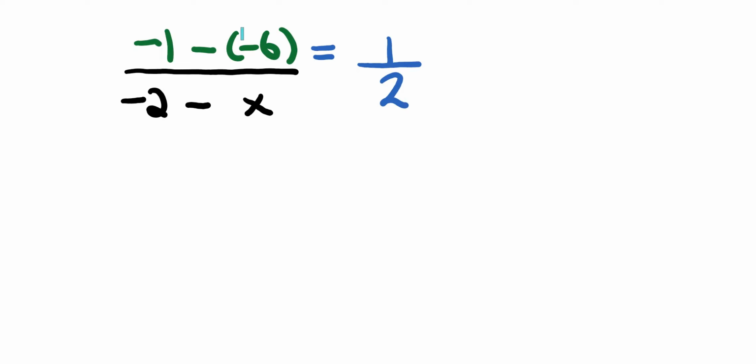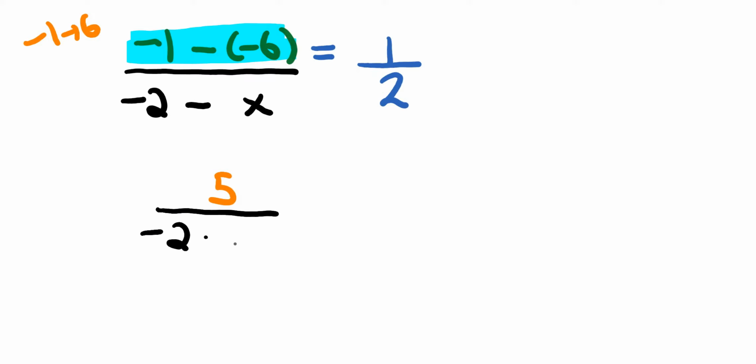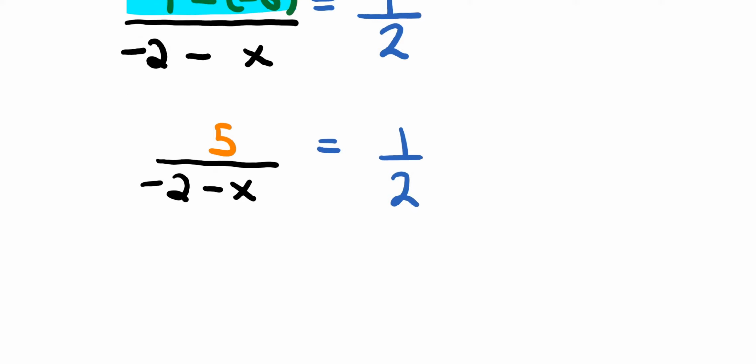I would go ahead and simplify the numerator here. So that's the same thing as negative 1 plus 6. So negative 1 plus 6 is going to be 5, all over negative 2 minus x, and then I have 1/2 on the right-hand side. All right, so now we're going to solve this fractional equation here. I recommend that you circle the bottom right-hand corner here, the 2, and multiply it with the 5.